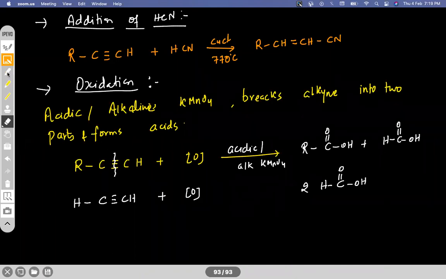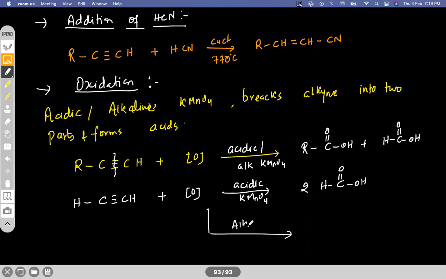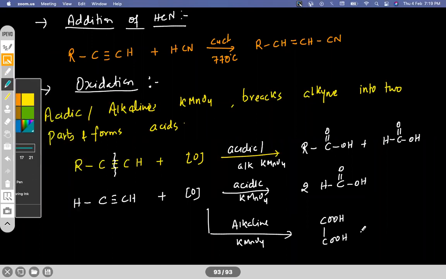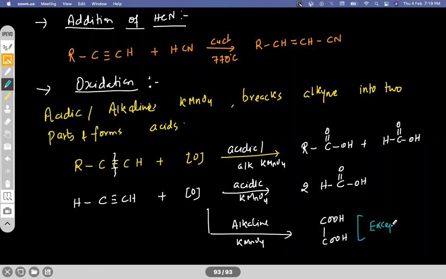Two reactions I'll write down. This gives you this. I am taking here acidic KMnO4. But with this reaction, if you are taking alkaline KMnO4, it forms oxalic acid. This one is oxalic acid. So this is an exception we have. For an exception, we can't do anything. So acidic, it gives formic acid. With alkaline, it gives oxalic acid. And this reaction is an exception.